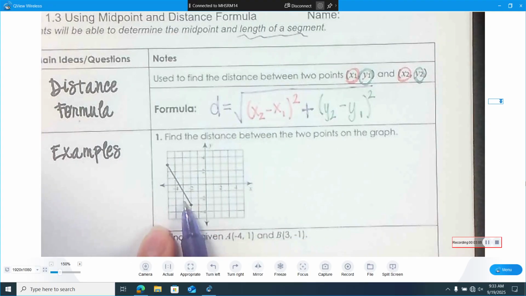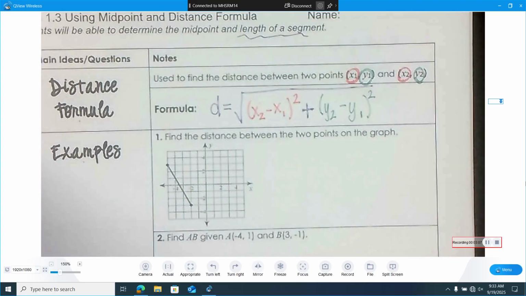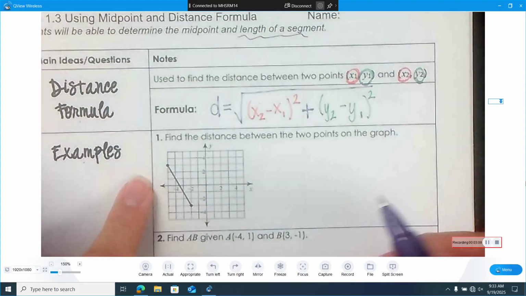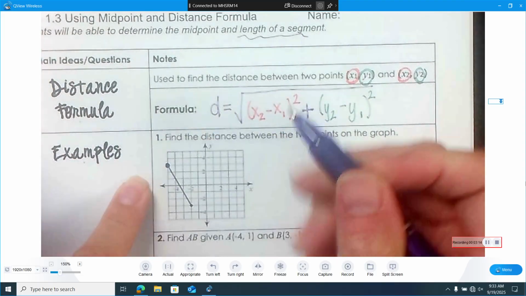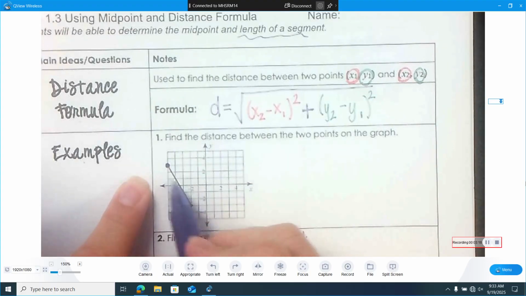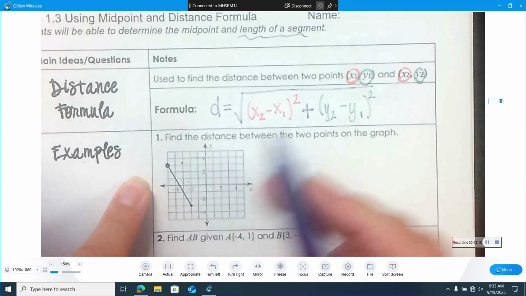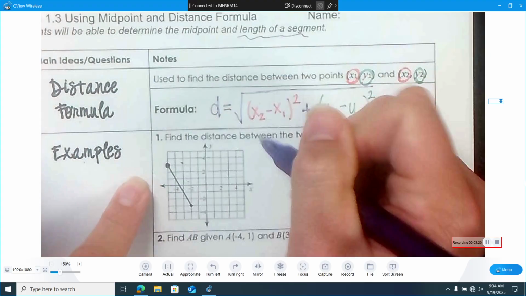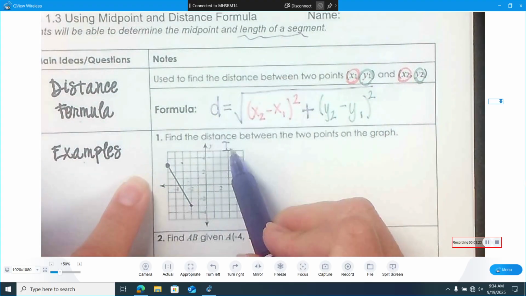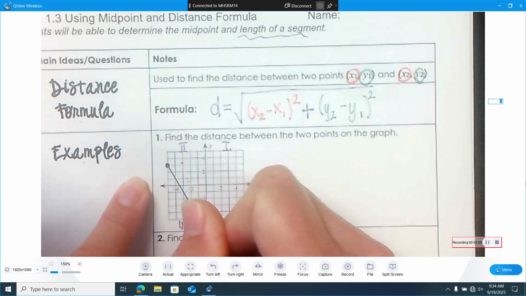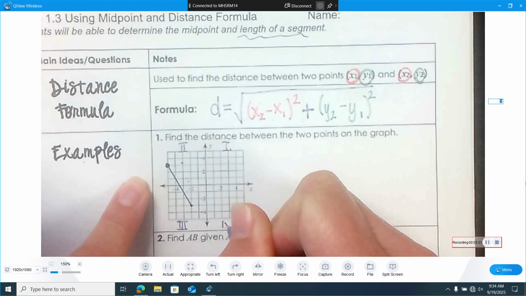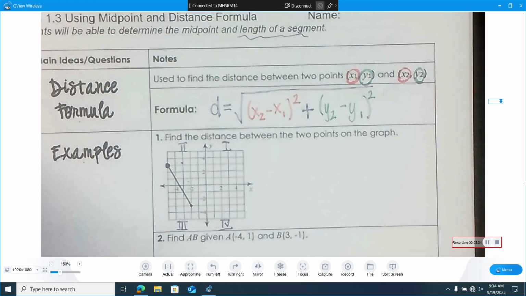Of course, in order to do this, we have to make sure that we know how to label points. When I look at this first point right here, in which quadrant is this? Second quadrant. Quadrant 1 is the top right, and it goes in a circle from there, counterclockwise. So this is quadrant 2, quadrant 3, and then quadrant 4.